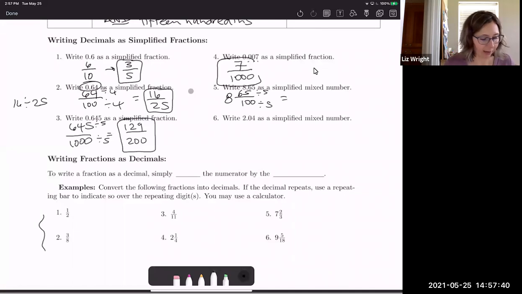So if we are taking out a 5, it looks like we are ending up with 8 and 13/25. And we can't reduce that any further. So that is our simplified mixed number.